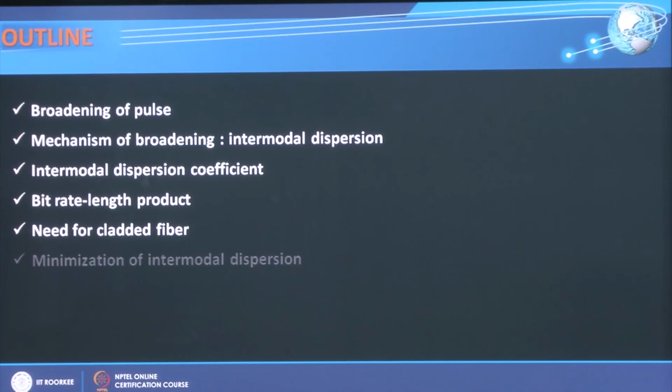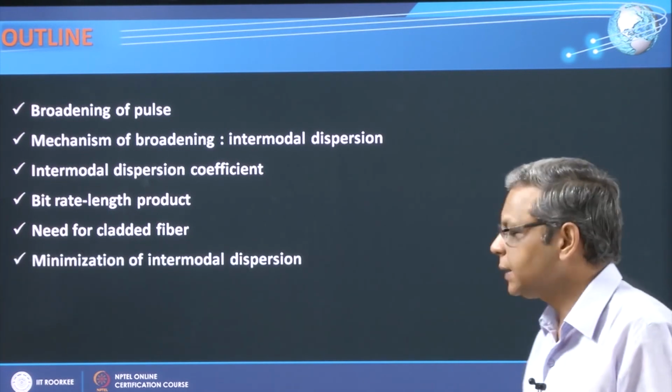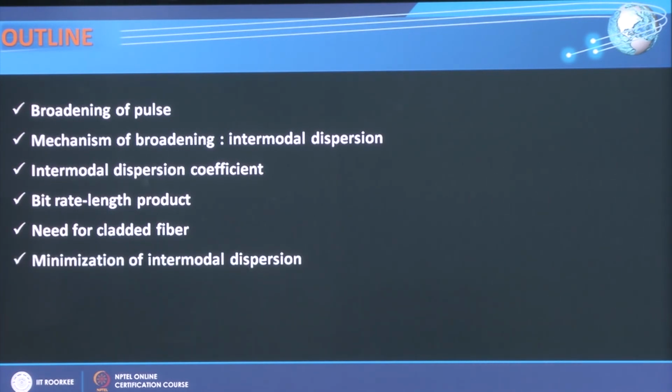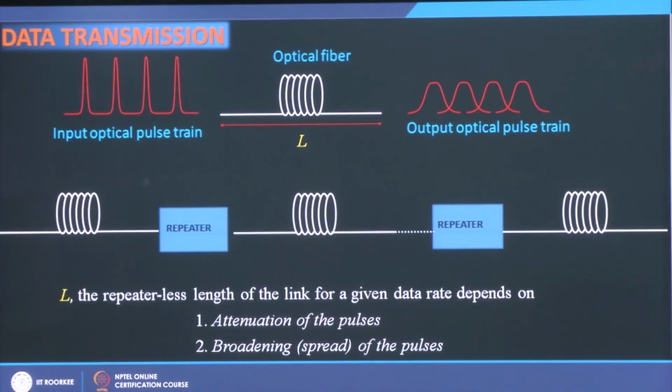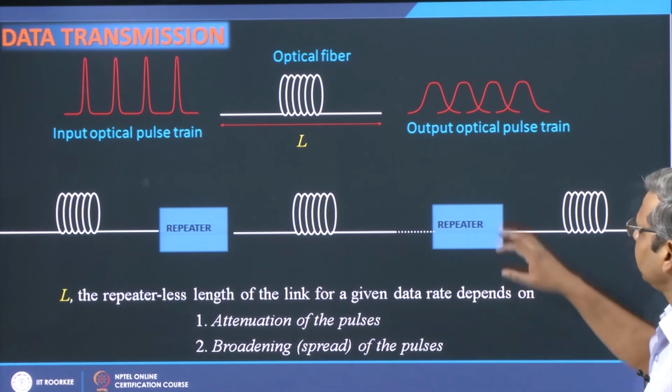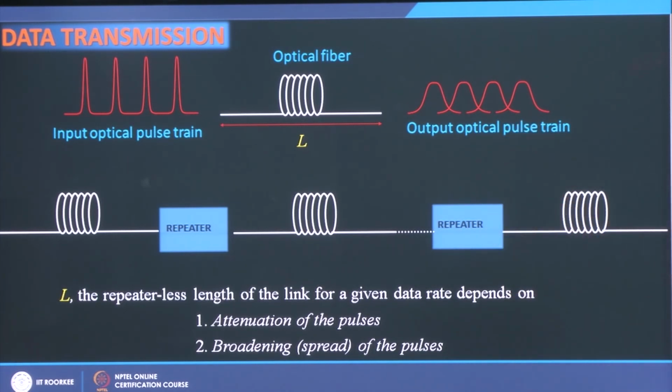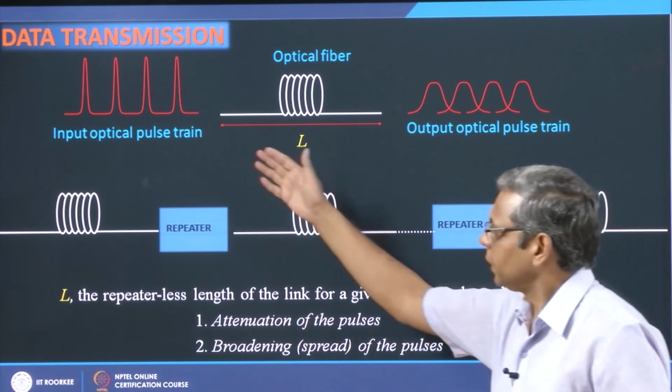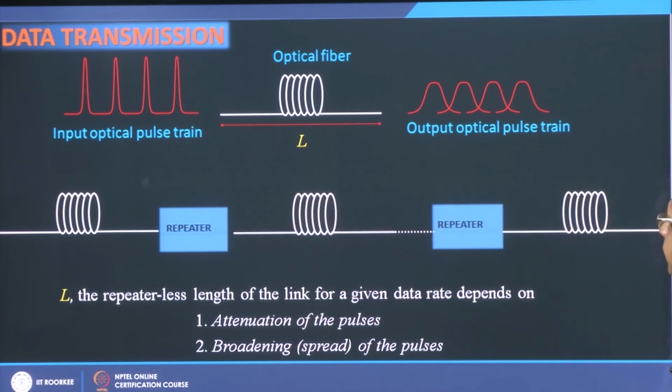You will see in this lecture what is the need for cladded fiber and how can I minimize intermodal dispersion. So, again I look at this slide, go back to this slide and particularly focus on the broadening of pulses. So, the input pulse strain gets broadened and let us see what happens because of this broadening.